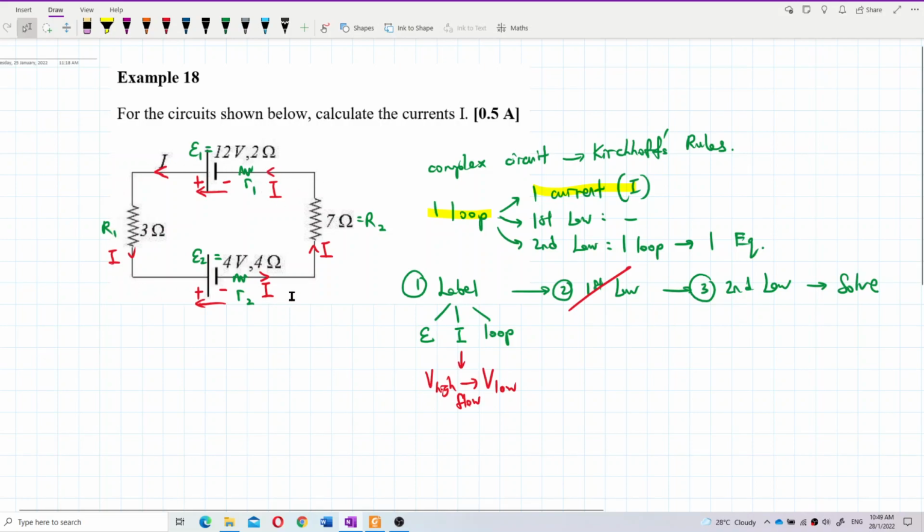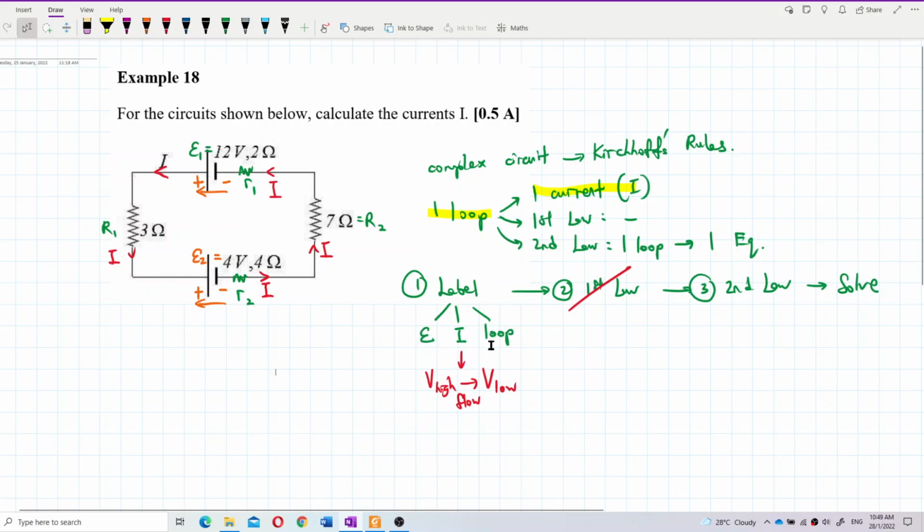This current normally follows the bigger EMF, and you need to label the current near all the external resistance and also the internal resistance. Whereas for the battery, you need to label the direction of the EMF, this one. I think you need to use a different color, maybe this one. So I have labeled the EMF direction and also the current direction.